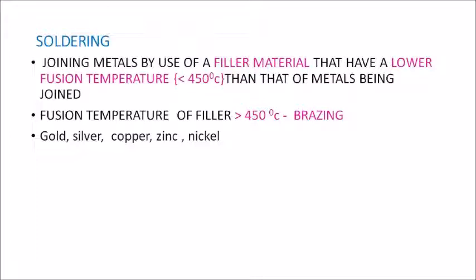So the commonly used soldering materials are gold, silver, copper, zinc and nickel. So please note that soldering basically involves a filler material that has a lower fusion temperature than that of the metals being joined, which is less than 450 degrees Celsius, and if it is more than 450 degrees Celsius, it is called brazing.